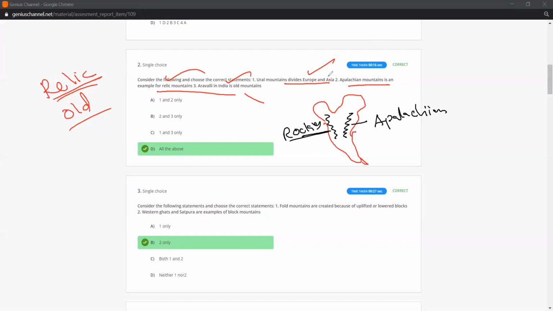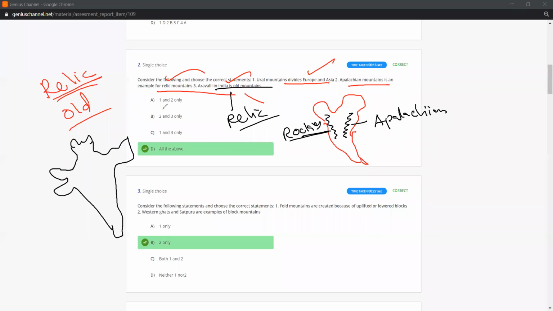So the first statement is correct. Appalachian is a relic mountain is also correct. Aravalli is also an old mountain. You can use the word relic. If you look at the position of Aravalli, this is here. This is the Aravalli's position.